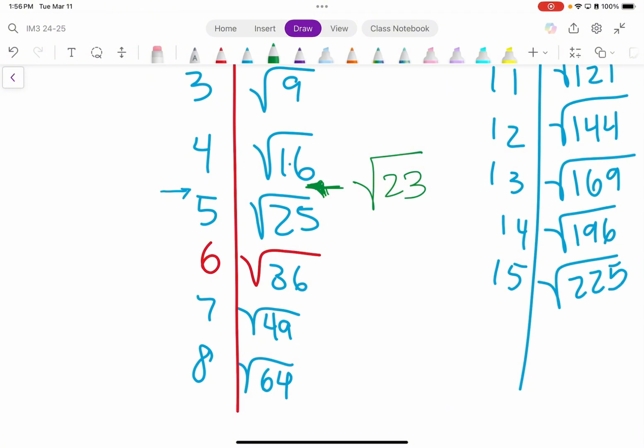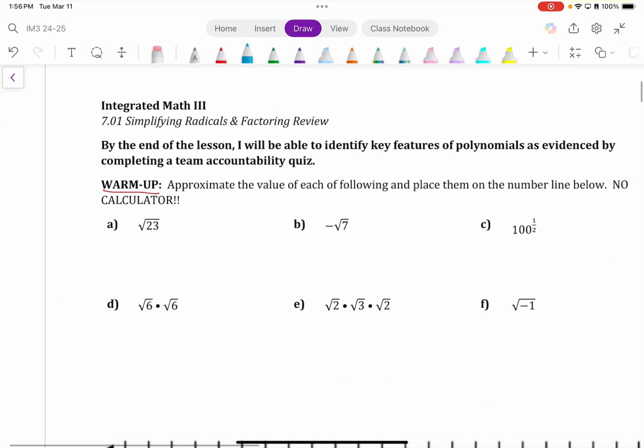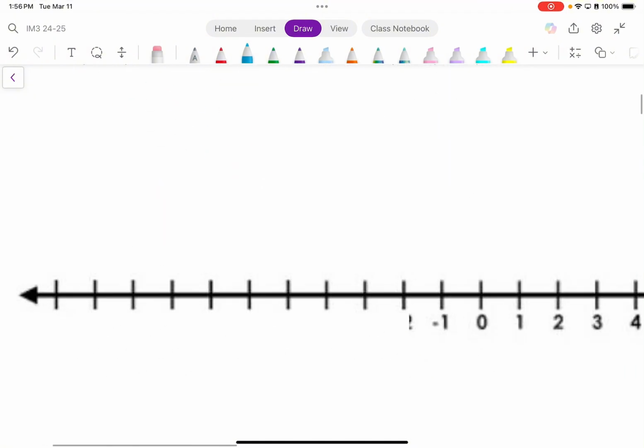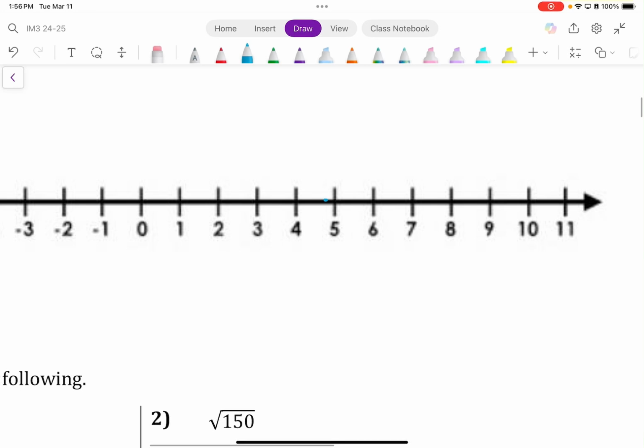It's closer to 5, but we can't say exactly 5. So what should we approximate it to be? 4.5 is not close to 5. 4 point what? 4.8. Let's do 4.8. So we're going to write this down. The square root of 23 is approximately 4.8. And we're going to graph it. Go to 4.8 on the number line and graph that. That's going to be the square root of 23. Okay?